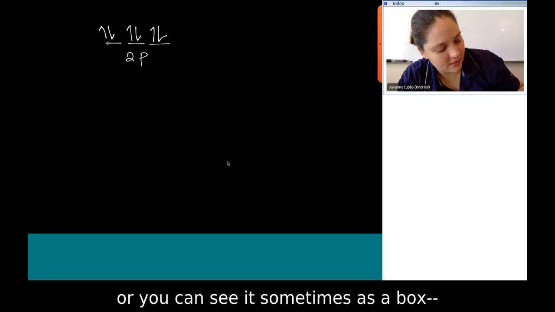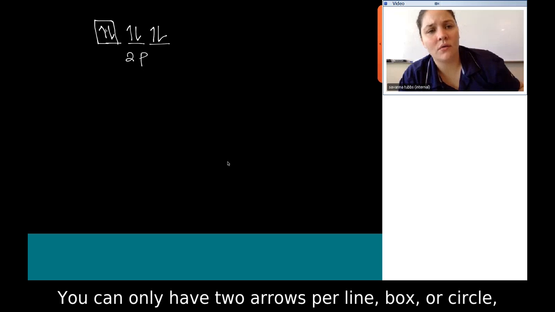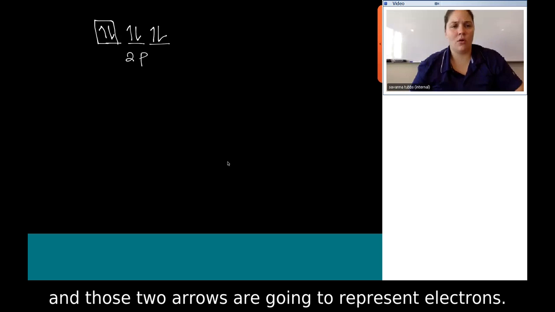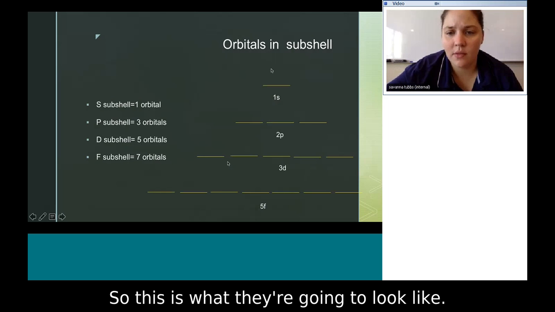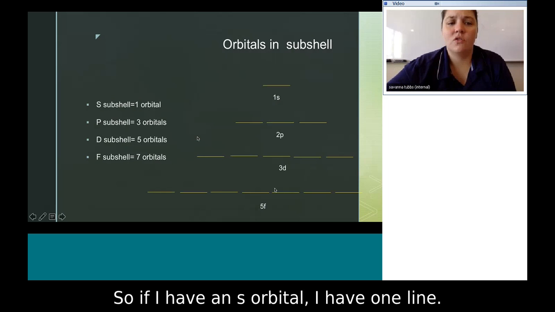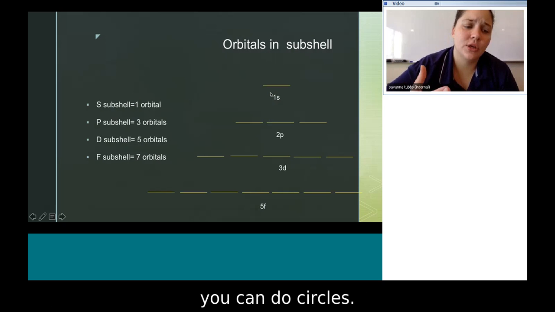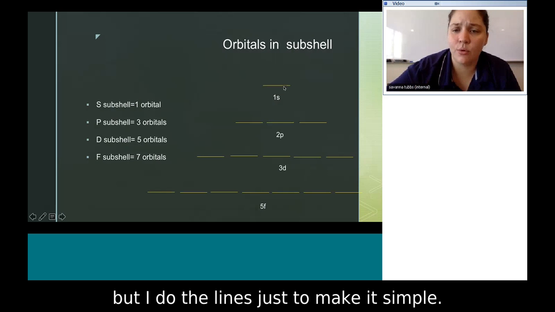Per line, or you can see it sometimes as a box, as a circle, you can only have 2 arrows per line, box or circle. And those 2 arrows are going to represent electrons. So this is what they're going to look like. So if I have an s orbital, I have 1 line. I do lines, but like I said, you can do boxes, you can do circles, whatever you want as your orbitals, you can draw. But I do lines just to make it simple.